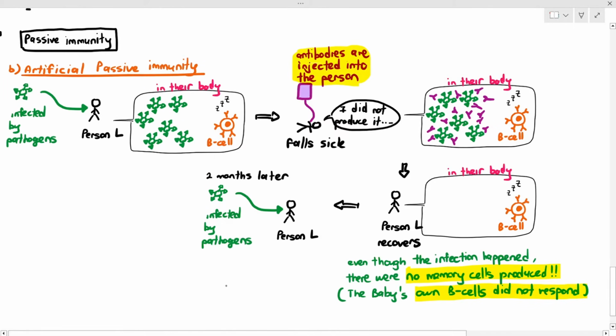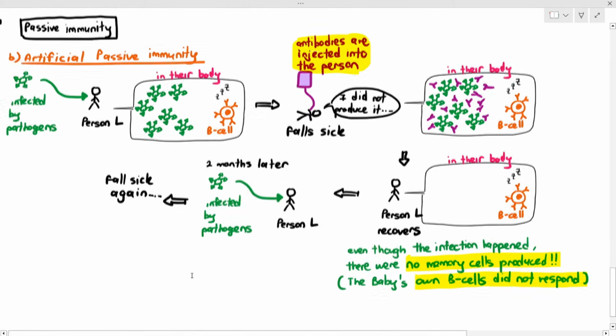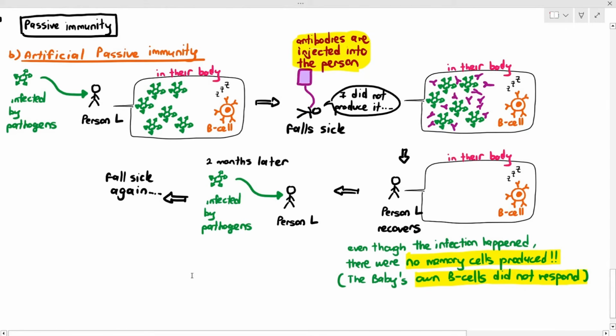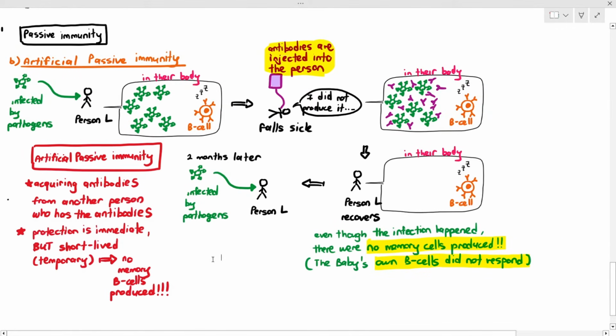And let's say 2 months later, person L gets infected by the pathogens. Again, will person L fall sick? Yes, they will fall sick because they do not have memory cells. Because their own immune cells did not respond to the pathogen, they might fall sick in the future. So the protection is short-lived or short-term because it only protected the person at that point of time. It does not protect the person in the future.